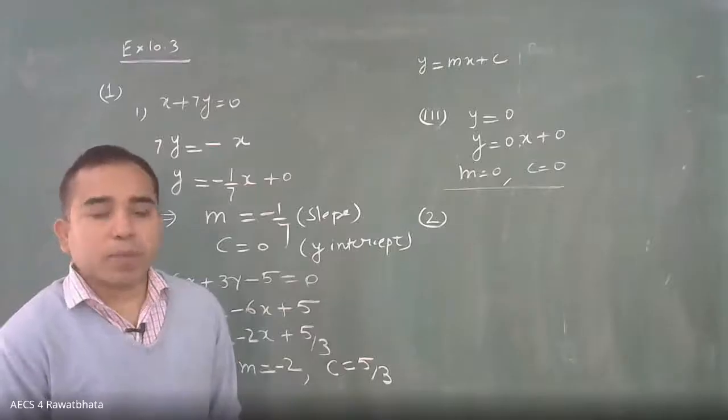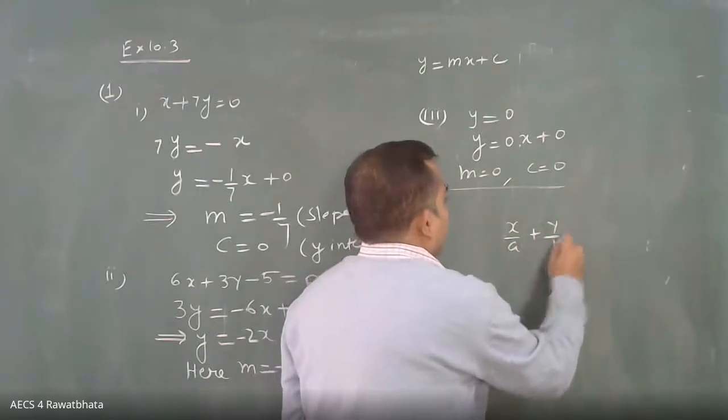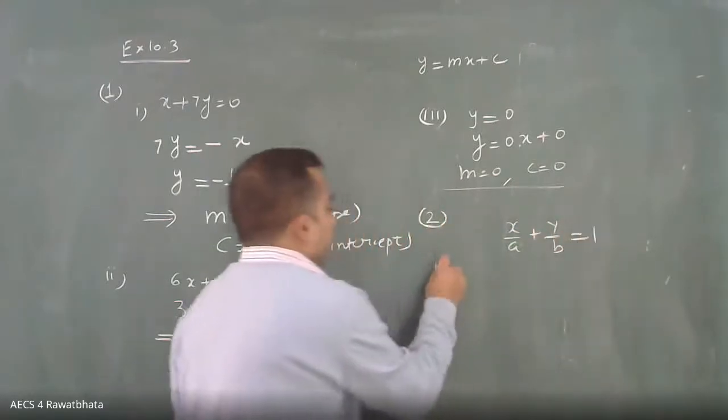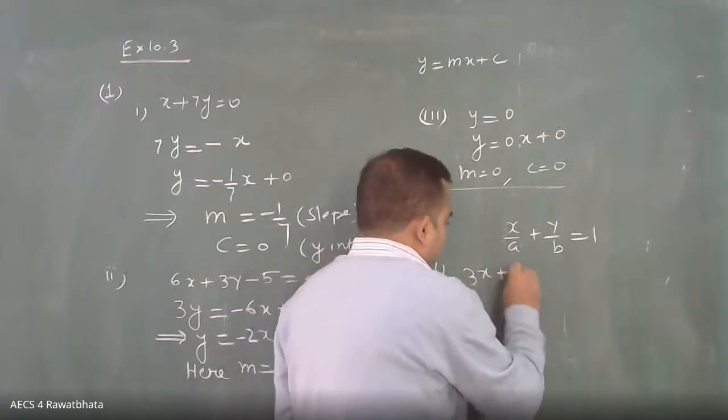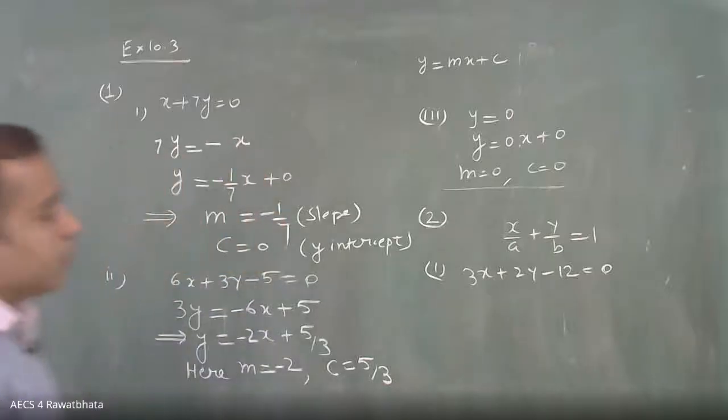Reduce the following equations into intercept form and find their intercepts on the axes. Okay, what is intercept form? x upon a plus y upon b equal to 1. Yes, what is the first part? 3x plus 2y minus 12 equal to 0. So what should I do to convert it into intercept form?